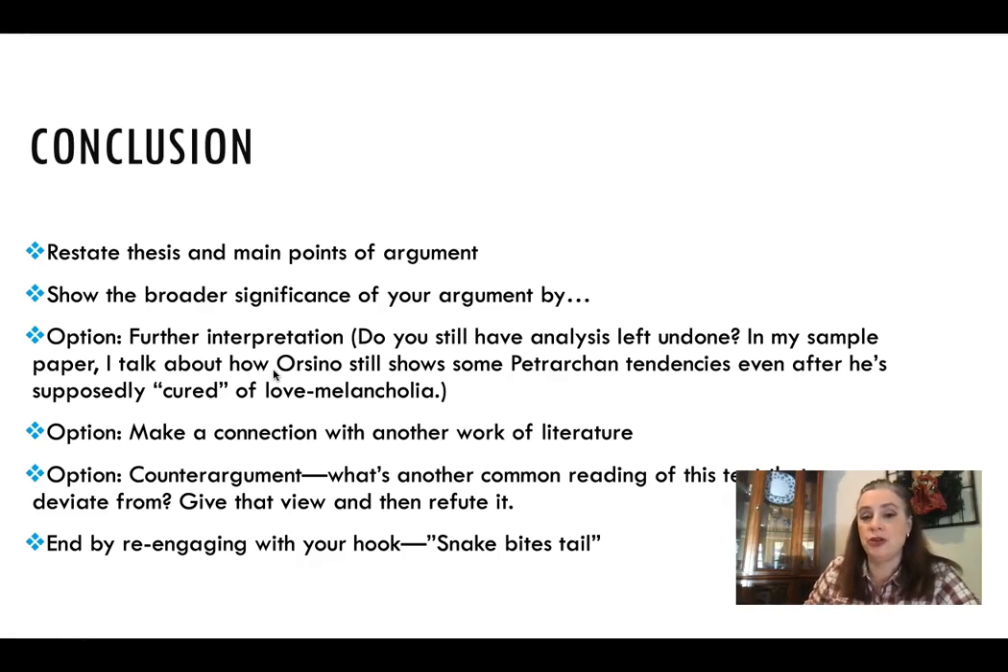You can have some further interpretation. Did you have some analysis that you didn't do all the way? In my sample paper, I talk about a character in Twelfth Night named Orsino and how he's still showing some Petrarchan tendencies, which the play is typically fighting, even after he's supposedly cured of his love sickness, his love melancholia. Okay, so I can make it just like an additional interpretation in my conclusion.